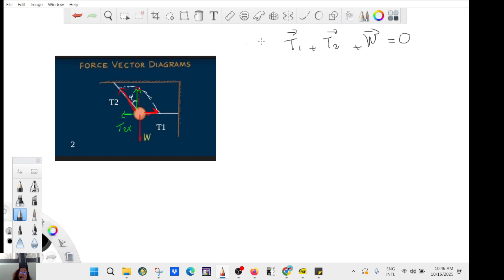So you see, if I do up equals down, the y component here equals the weight. So that will be T2, and that will be your adjacent. So that will be T2 cosine equals the weight. Or you can do it the long way.